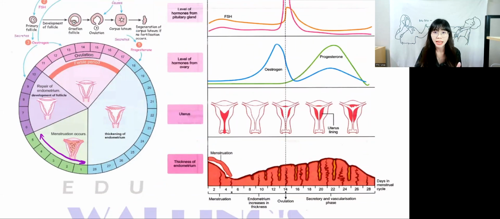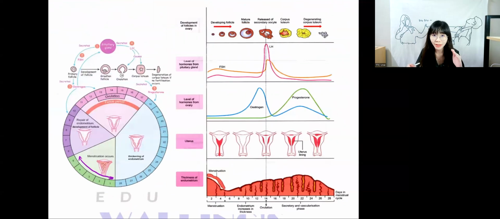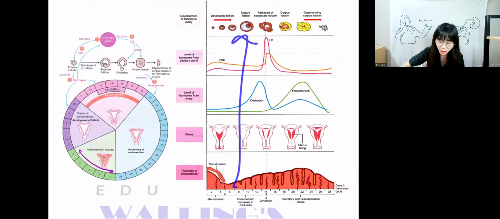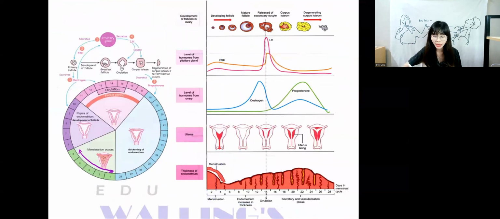But actually in the exam, they don't just ask this. Most of the time, they will give you a graph. This is the graph that you have to understand. How do we understand this graph? Very easy, guys. You look sideways, you look downwards, or upwards, whichever. Please make sure that this is day 0 to day 28, in a sequence. Remember, the menstrual cycle in biology is 28 days.